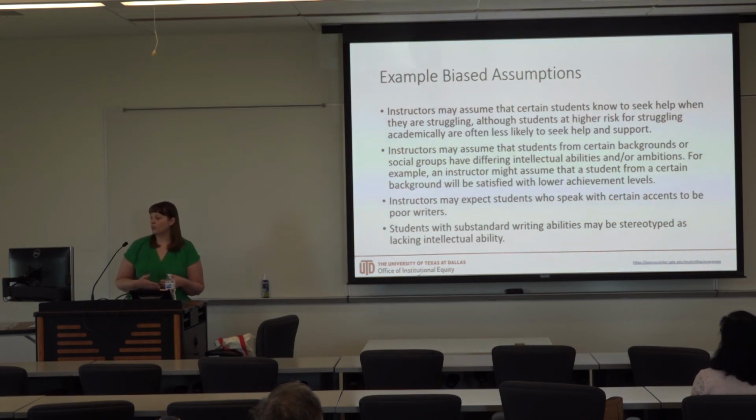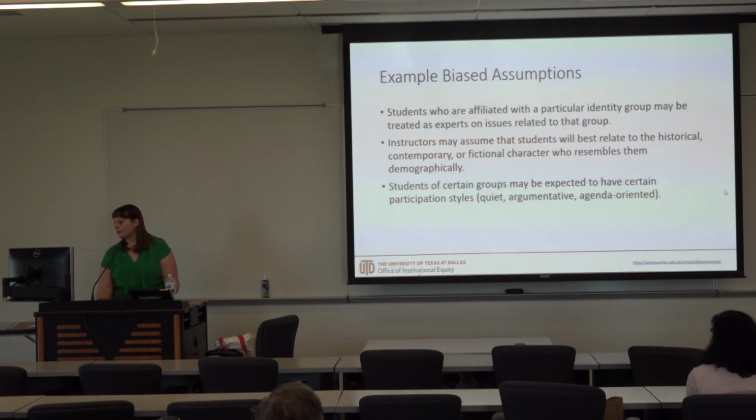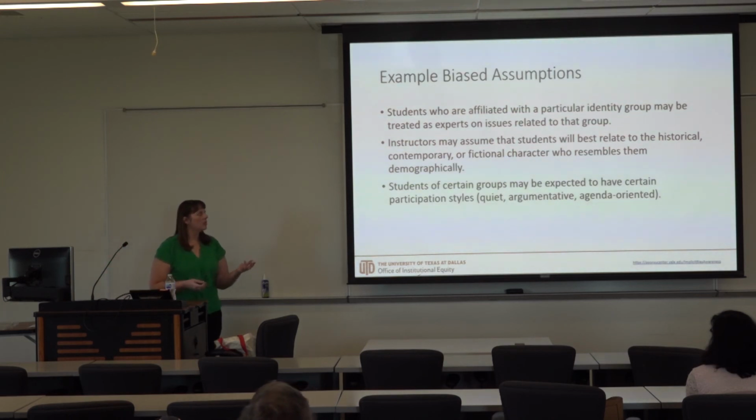You might assume students from certain backgrounds or social groups have different intellectual abilities or ambitions. Students who speak with certain accents might be perceived to be poor writers. Students with substandard writing abilities might be perceived to have less intellectual capabilities. Students affiliated with a particular group identity may be treated as experts on a subject. That's not a good practice, just a caveat. So if you have a particular student who's Black or African American and you're talking about a related topic, don't call on that student to speak for the entire group.